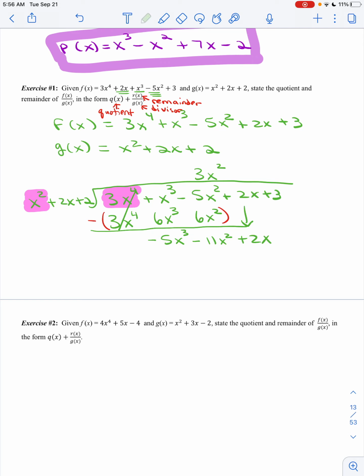Now we're going to start the process all over again. So we have negative 5x to the third divided by x squared. So that's negative 5x.